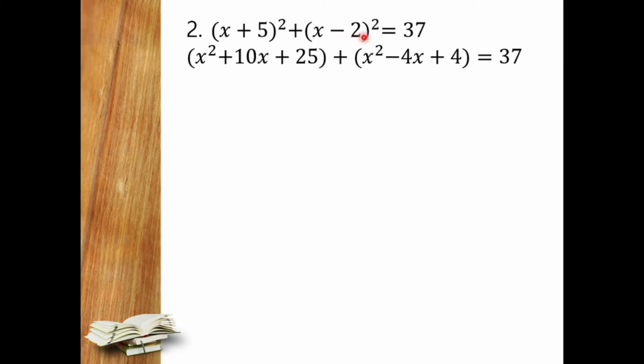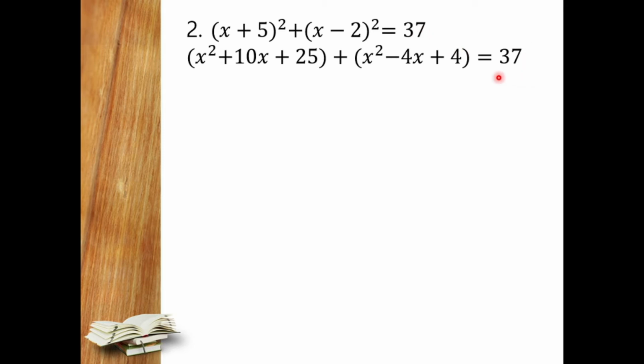Plus, this time, x minus 2 squared. So, square the first term. So, we have x squared. Then, twice the product of a and b. So, we have 2 times x is 2x times negative 2 is negative 4x. Then, square the last term, negative 2. So, we have positive 4. So, equal to 37. Again, we just copy down the 37.